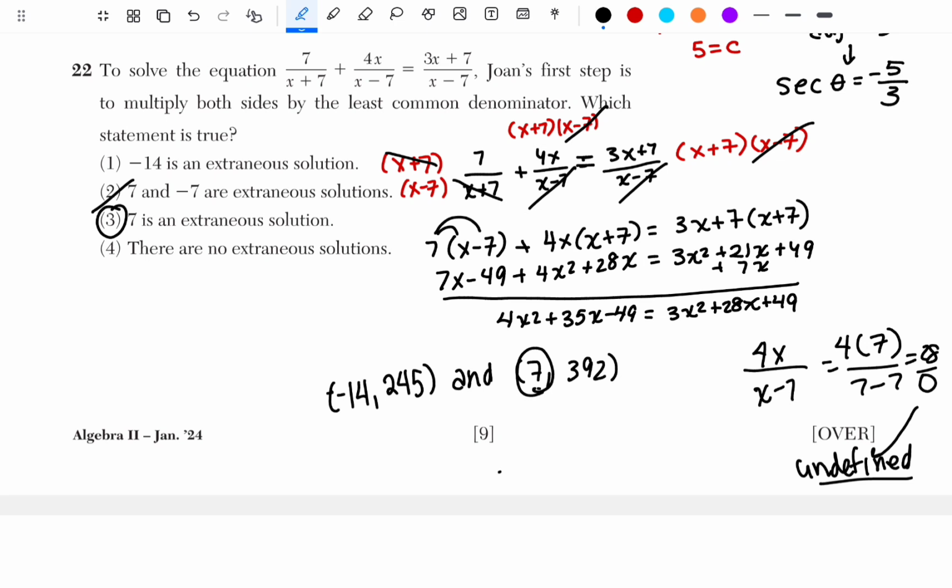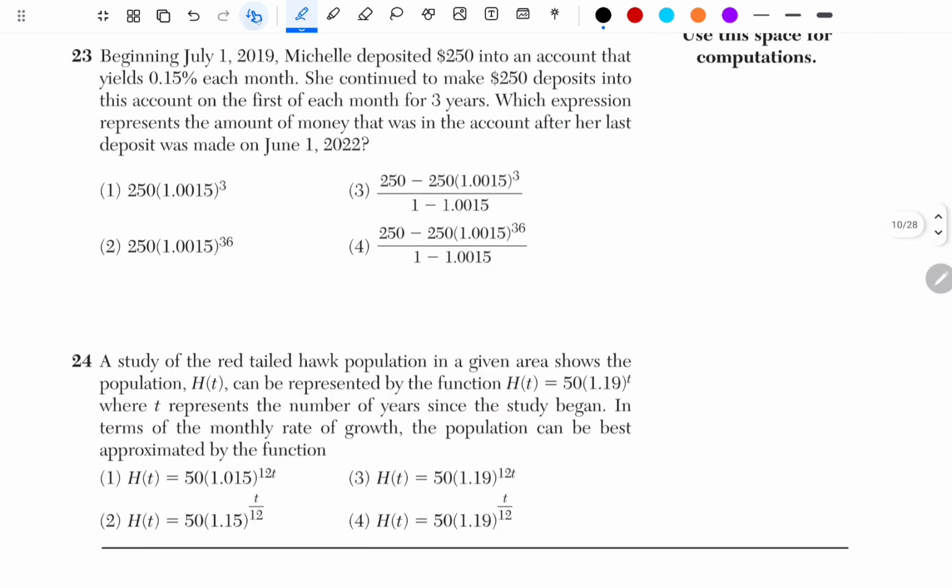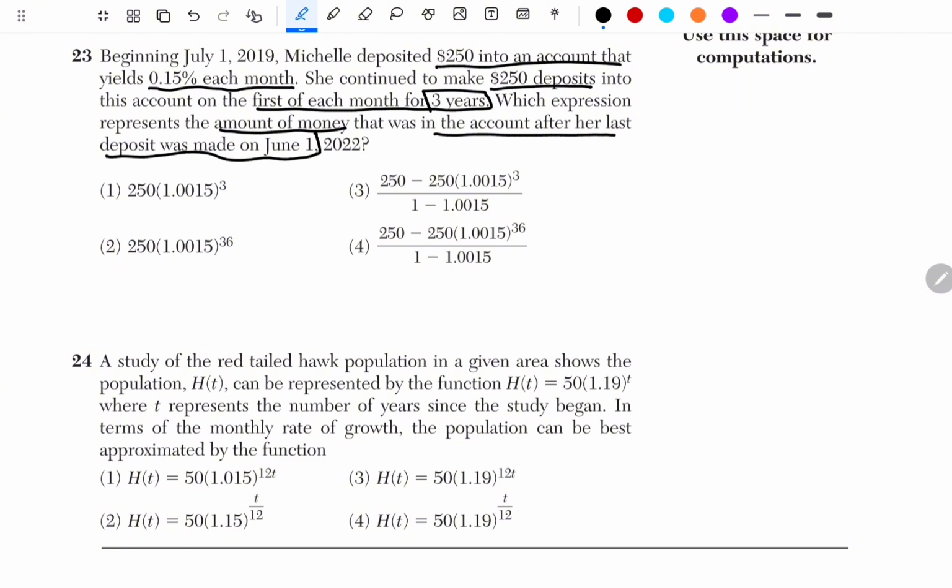Okay, up to the last 2 questions in the multiple choice section. So question number 23 says, beginning July 1st, 2019, Michelle deposited $250 into an account that yields 0.15% each month. She continued to make $250 deposits into the account on the first of each month for 3 years. Which expression represents the amount of money that was in the account after her last deposit was made on June 1st, 2022? So, reading this problem, we realize that this is a geometric series.